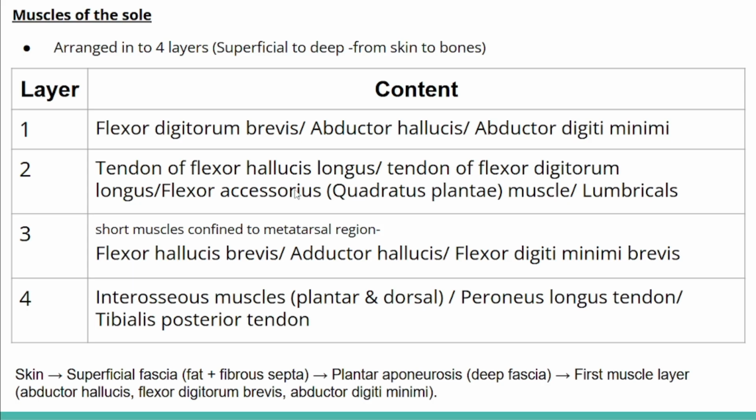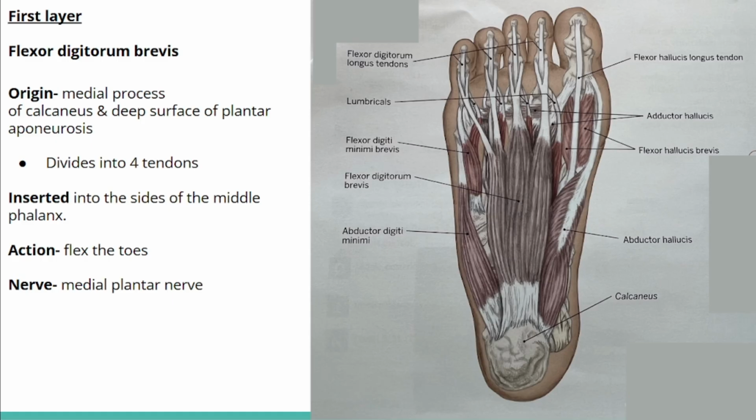It consists of the tendon of flexor hallucis longus, the tendon of flexor digitorum longus, quadratus plantae muscle or the flexor accessorius muscle, and the lumbricals. Then the third layer consists of short muscles. These muscles are confined to the metatarsal region of the sole. So these consist of flexor hallucis brevis, adductor hallucis, and flexor digiti minimi brevis. The fourth layer includes plantar and dorsal interosseous muscles and the peroneus longus tendon as well as the tibialis posterior tendon.